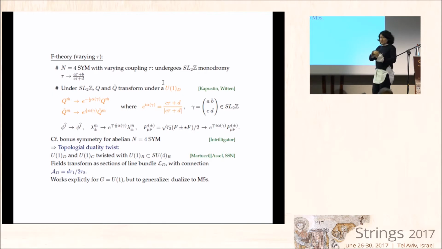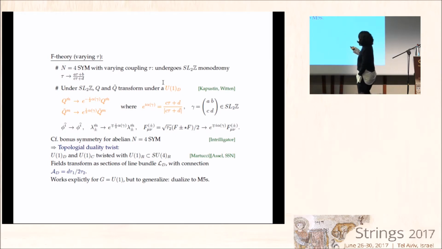If we now consider these D3 branes wrapped on the base of a Calabi-Yau, we need to also account for not just the curvature of the complex curve, but also this transformation under this U(1)_D, or duality. This topological twist, which was invented by Luca Martucci a few years ago, goes under the name of topological duality twist. So we take the U(1)_D, the U(1)_C, and twist this with a U(1) inside the SU(4)_R.